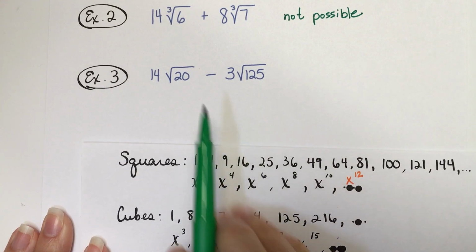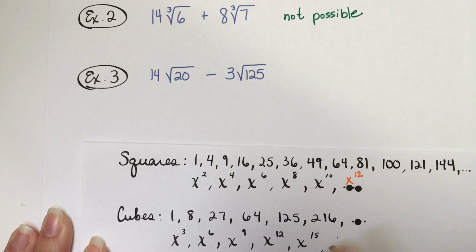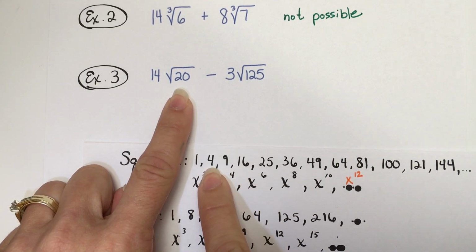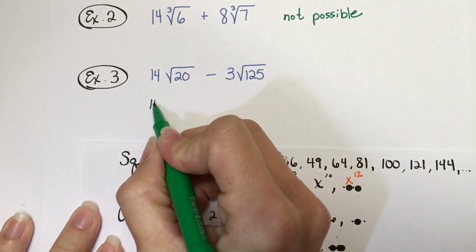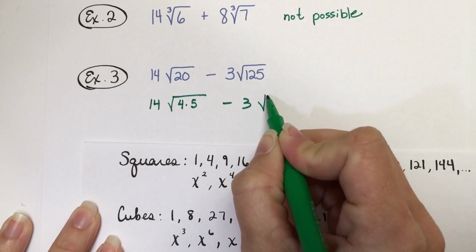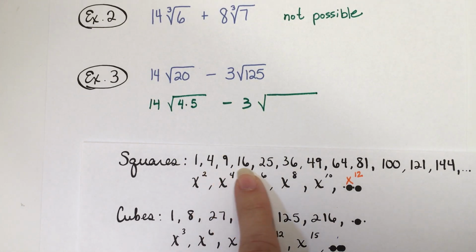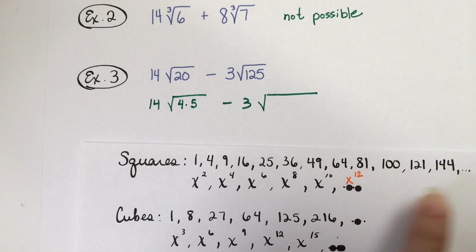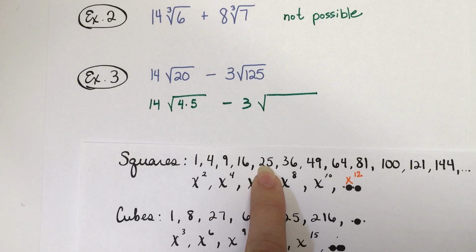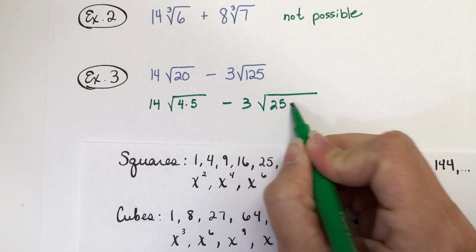Now, these are square roots. So this time you need to look at your list of perfect squares. So what you have in your list that will go into 20 evenly is the 4. Okay, so we're going to rewrite this as 14 square root of 4 times 5. Okay. Now, 125, of course, again, we're dealing with our perfect squares. 125 is not on our list. It's not a perfect square. But what on this list will go into 125 is 25. So you'll be able to rewrite this as 25 times 5.